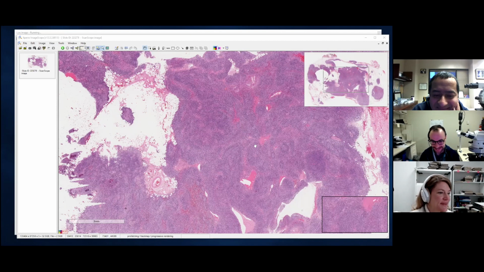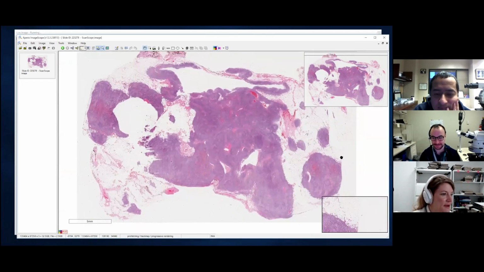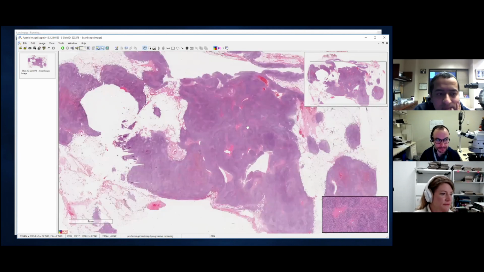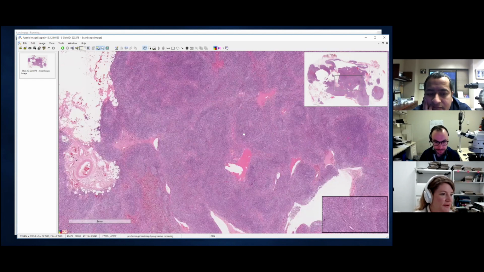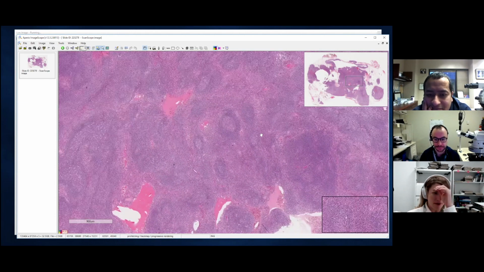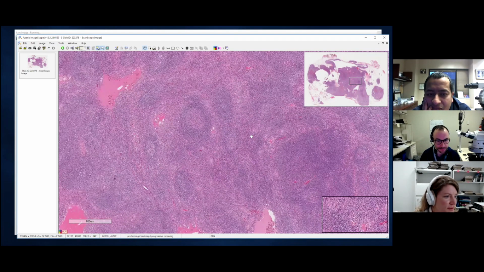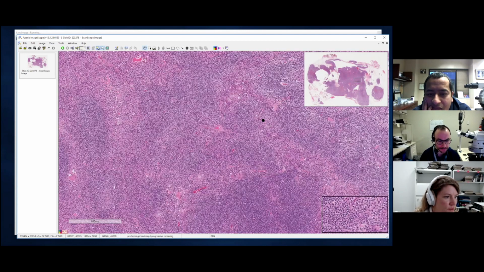So this is our first case here, and you can see at low power, we do have a fairly dense lymphoid infiltrate. This was in the mediastinum, and the question is always what is the tissue? Did we just get a lymph node out of there? Because they often just say mediastinal mass, and you're not exactly sure what they retrieved during the actual biopsy. And so we tend to want to look a little bit closer and see if we can get any hints of exactly what the tissue might be.